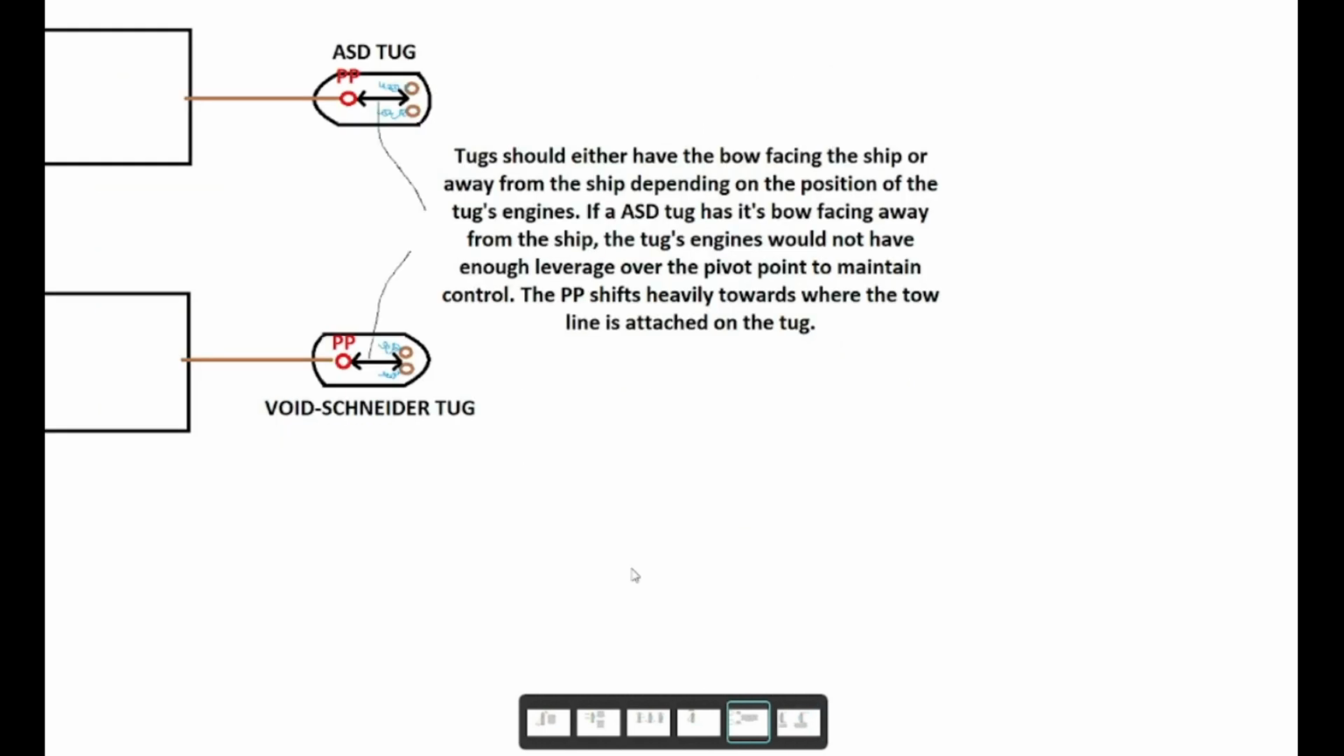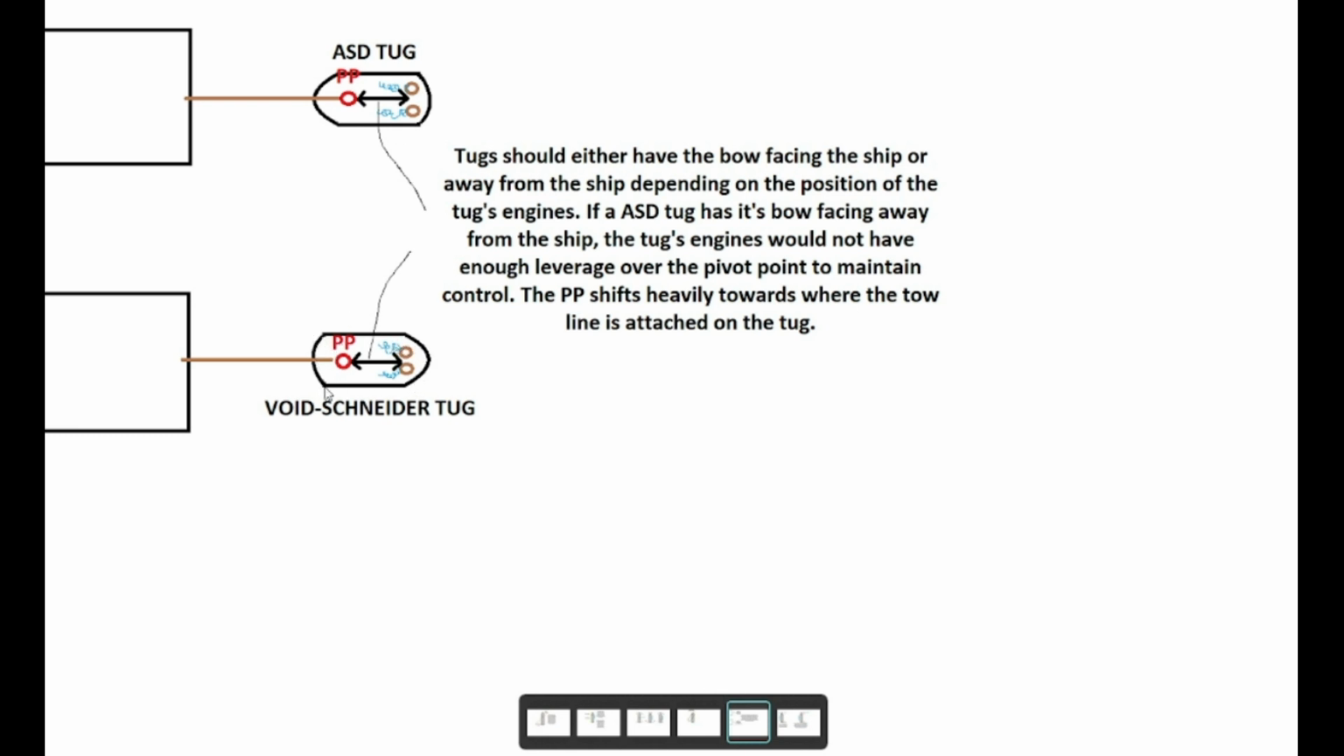And when we're actually looking at the tugs themselves, we have different types of tugboats. There's multiple different types. In this example here, we're looking at ASD tugs, which are essentially tugs with pods at the stern of the vessel. And we're also looking at Voith Schneider tugs, where they have a propulsion system located near the bow of the tug. You can see here the tugs are pointing in different directions.